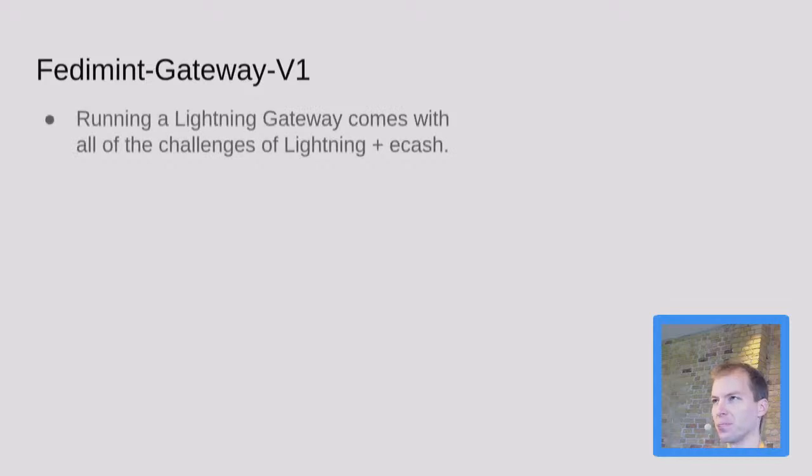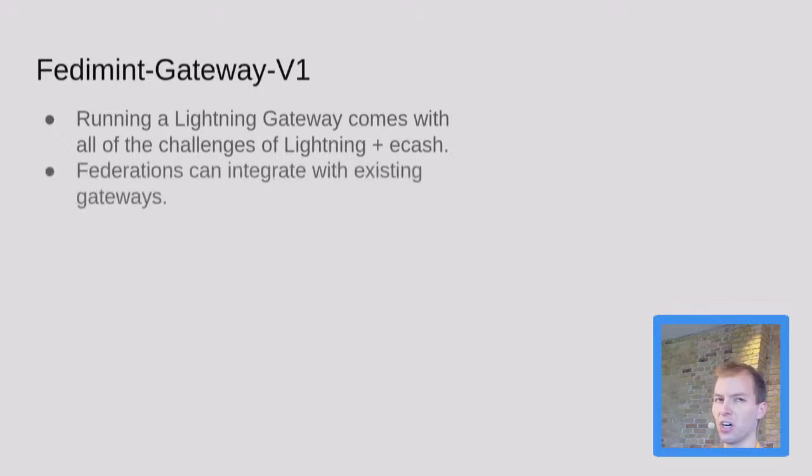Okay, so shifting topic a little, to the topic of running gateways. We're hoping that with the new release in 0.5 it'll be easier to run a gateway, but obviously today, especially with the V1 protocol still in production, running a gateway comes with all the challenges of Lightning and ecash, which a lot of people are probably not familiar with. But one takeaway is that federations don't necessarily need to run their own gateway, as long as you have this trust relationship.